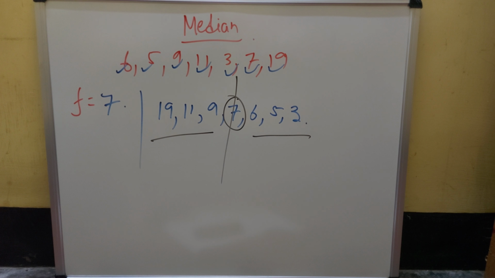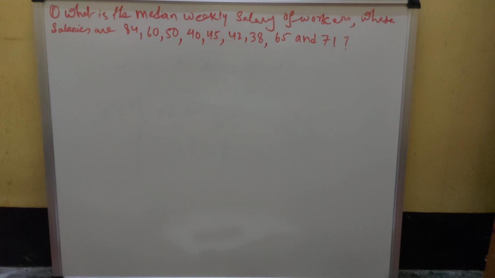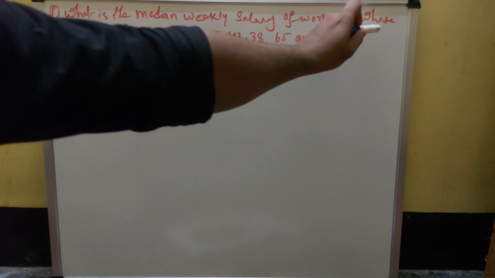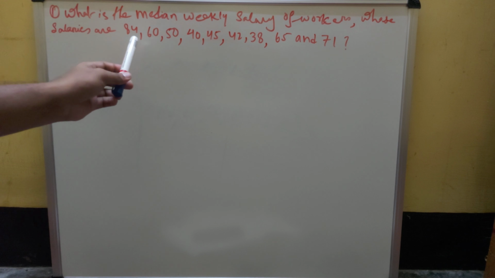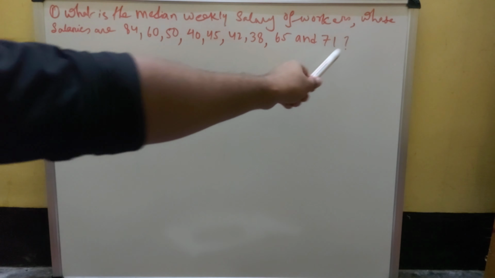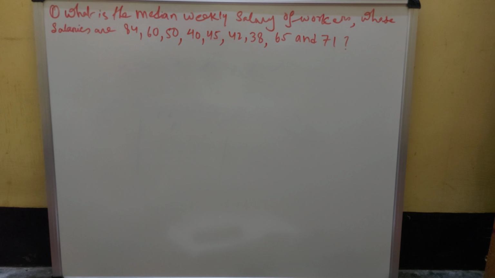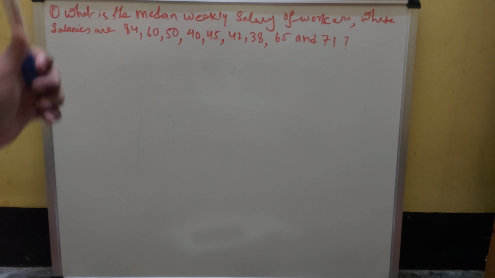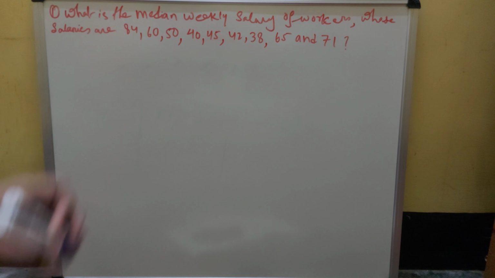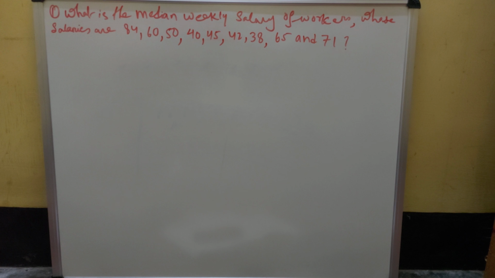Now we will be solving one example. Now this is question number 1. It says, what is the median weekly salary of workers whose salaries are 84, 60, 50, 40, 45, 42, 38, 65 and 71. Means these are the set of weekly salaries of some workers of a factory. We need to find the median salary.